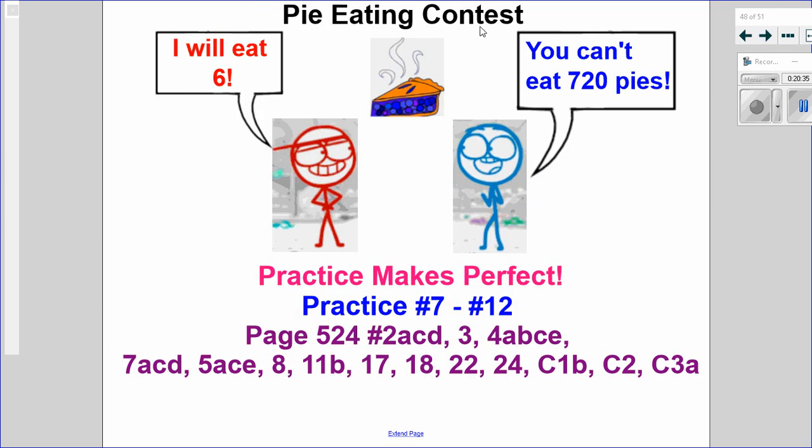So in this pie eating contest, this guy says, I will eat 6! Exclamation point. And this math guy says, there's no way you can eat 720 pies. Get it? 6 factorial is 720.